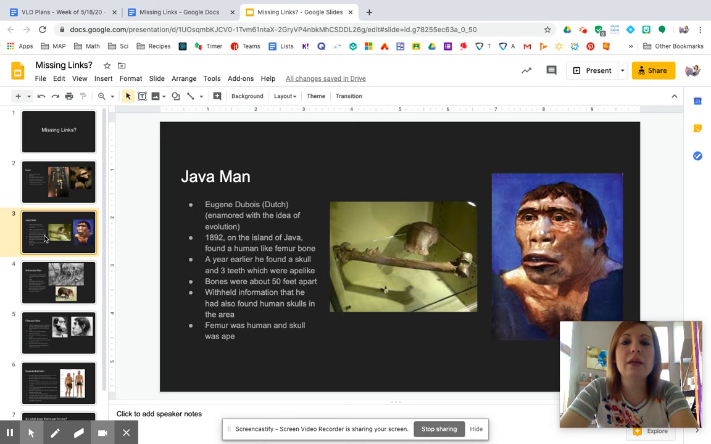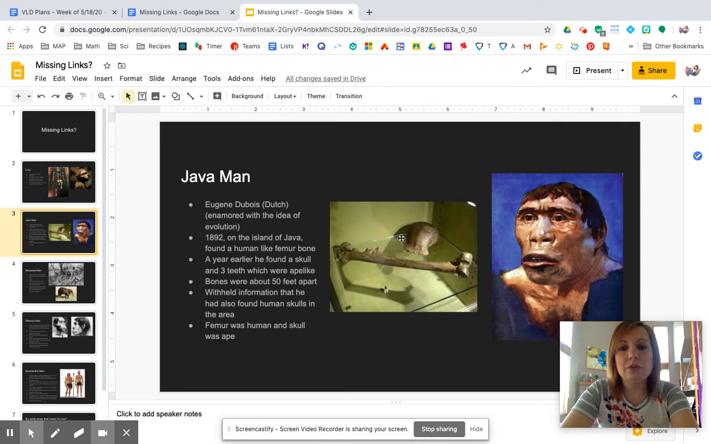This is Java Man. Eugene Dubois, who is Dutch, I wrote that he is enamored with the idea of evolution. That means he believes it to be true, and enamored means he's kind of obsessed with it. So he's out to find a missing link. In 1892, on the island of Java, hence the name Java Man, he found a human-like femur bone. So there's a picture of a femur right here, a leg bone. A year earlier, in a very similar site, he found some teeth and a skull. So there are some pictures here of that.